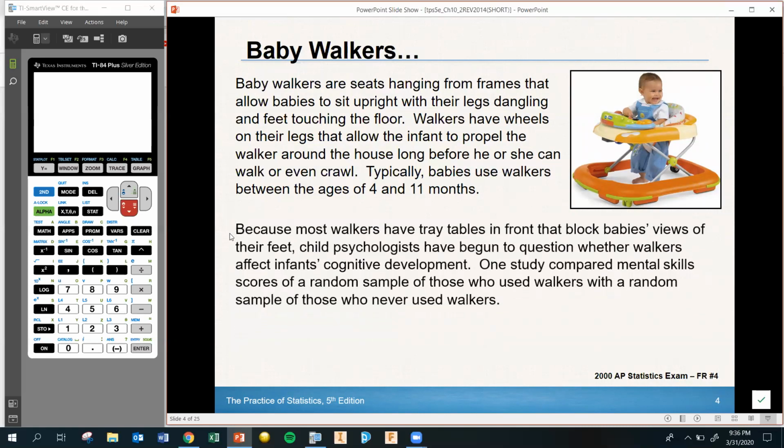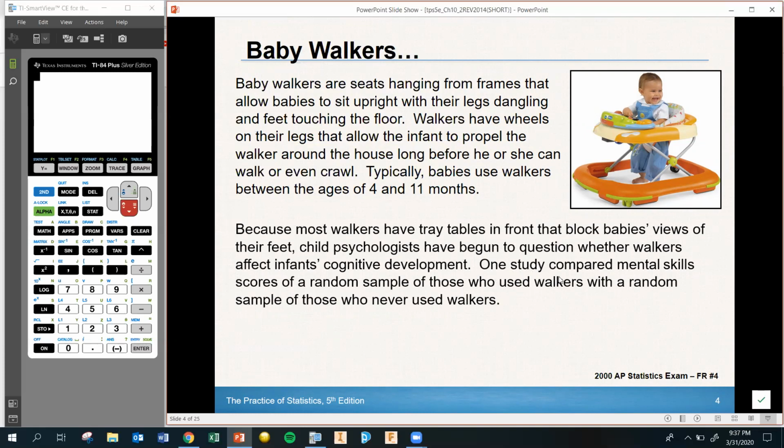And it goes on to say this: because most walkers have tray tables in front that block the baby's view of their feet, child psychologists have begun to question whether walkers affect infants' cognitive development. So some people are questioning, since the baby can move around with the walker but can't actually see their feet, does that affect their cognitive or mental development?